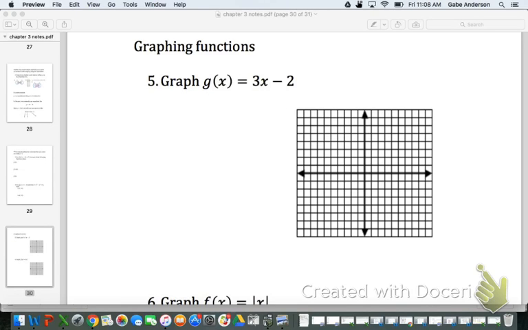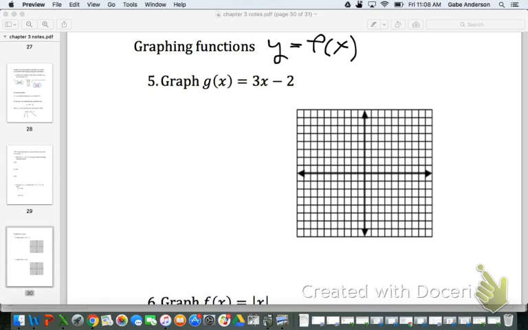When you look at a problem like number 5, it says graph g of x equals 3x minus 2. I want to remind you that earlier I told you that y equaled f of x. So what I was trying to get across to you there is that y has the same role as f of x. They're both outputs. So when you look at this with number 5, you really could think of it, if you wanted to, as y equals 3x minus 2.